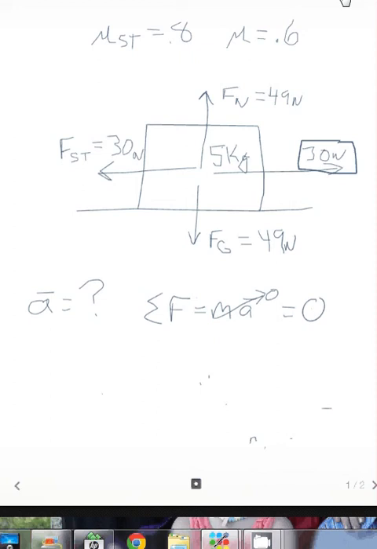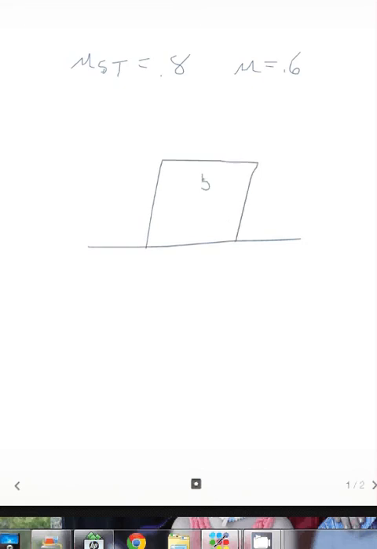Let's look at this in a slightly different situation. We still know that the coefficient of static friction is 0.8, so I'm not going to change that. It's the same surfaces, it's the same block, and the coefficient of kinetic friction is 0.6, so I didn't change that. We have the same block, and it's still 5 kilograms. It's going to be the same questions. What's the acceleration and all the forces?